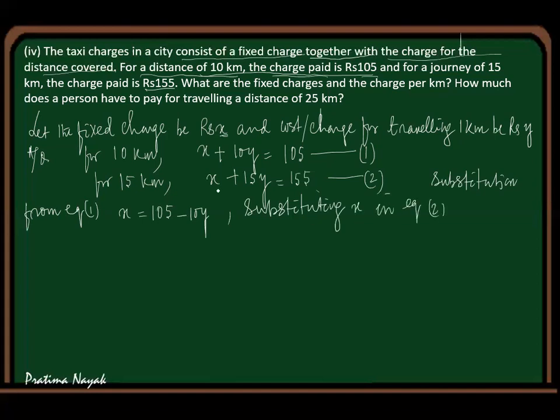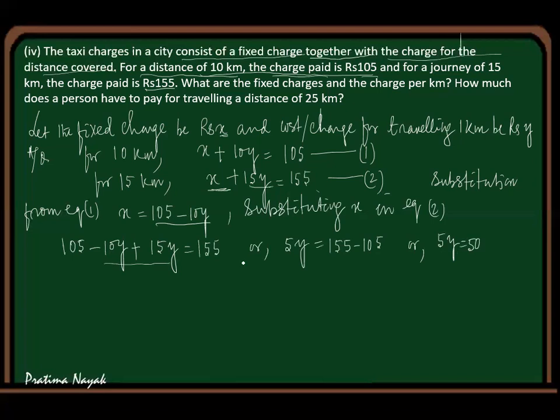What I'll get in place of x, I'll put 105 minus 10y. So 105 minus 10y, and previously it was 15y, that will be written as 155. Or I'll keep all y on the left side, it will be 5y, and the number I'll take to the right side. Or I'm getting 5y is equal to 50. Then how much will be y? Y is equal to 10. So that is the cost per kilometer.